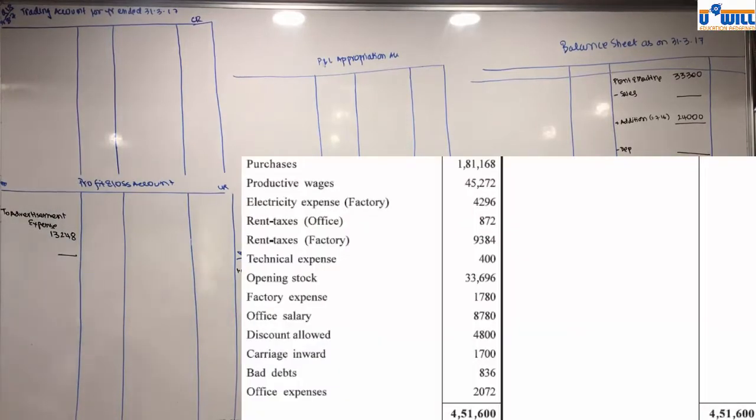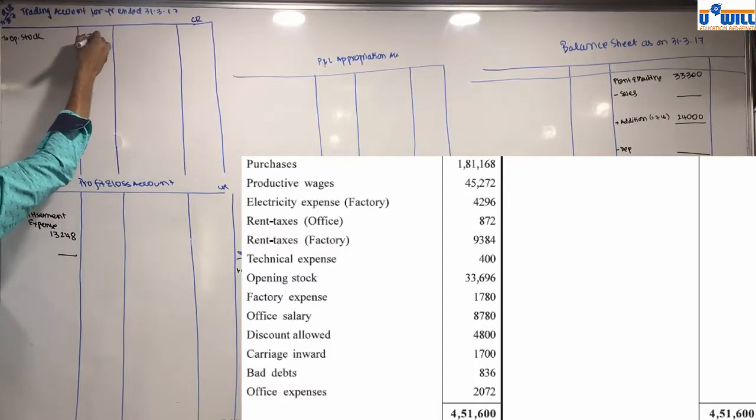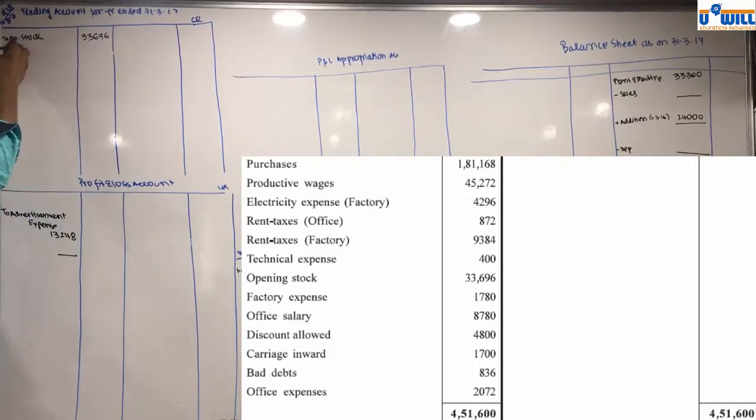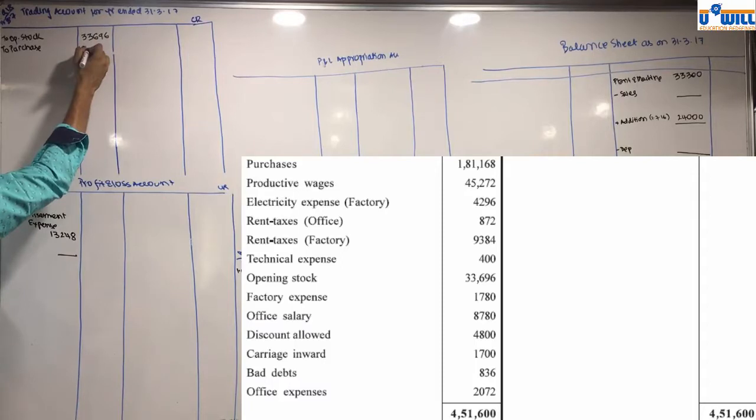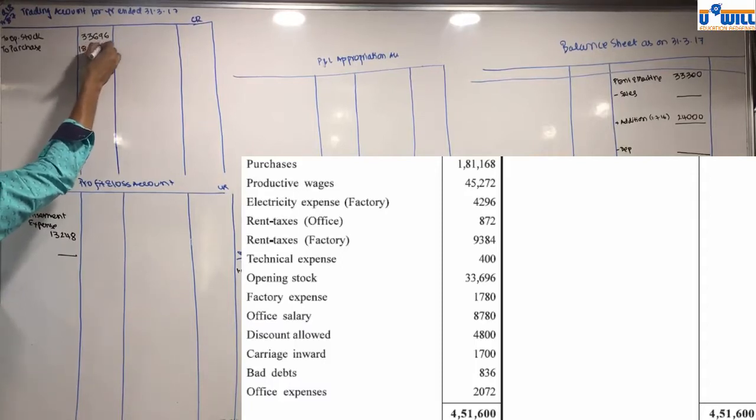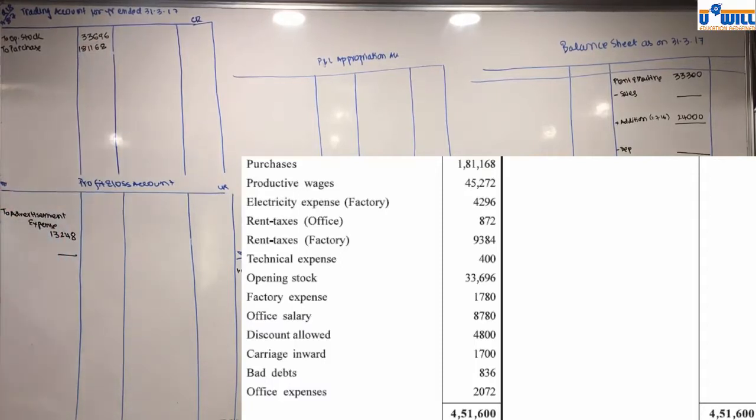Purchases. We do have the opening stock, so first we write the opening stock 33696 to purchase. Directly outer column, we don't have purchase returns. 181168. Productive wages, inner column, to productive wages 45272.